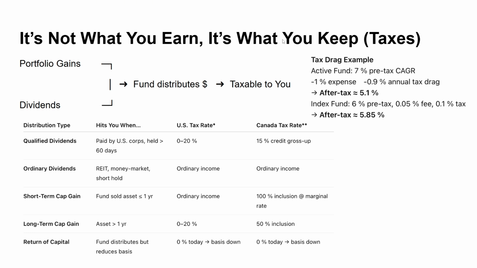Right here we can check the math. A flashy active manager who posts 7% before fees looks great until you subtract the 1% expense ratio and almost a percent of annual tax drag. Net, you're barely above 5. A boring index fund at 6% gross with near zero fees and almost no taxable distribution actually leaves you with higher take-home growth, as you can see right here.